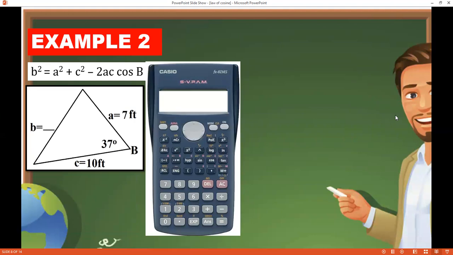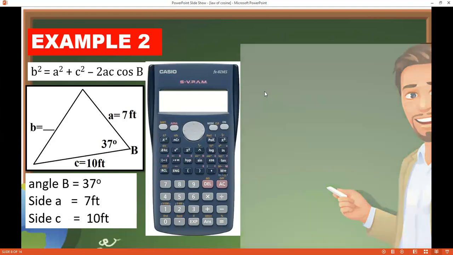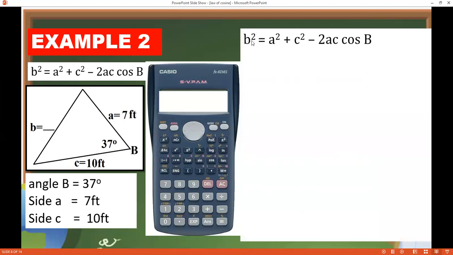So for example number 2, ang missing naman natin dito is side B. That's why given ang angle B natin. So what are the given? Angle B is 37 degrees, side A is 7 feet, then side C is 10 feet. Okay, so ang gagamit nating formula, yung B. Okay, since ang hinahanap natin is B. So B squared is equal to A squared plus C squared minus 2AC cosine B. So we're just going to substitute the given.